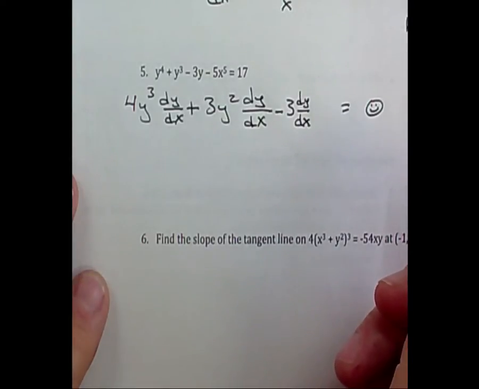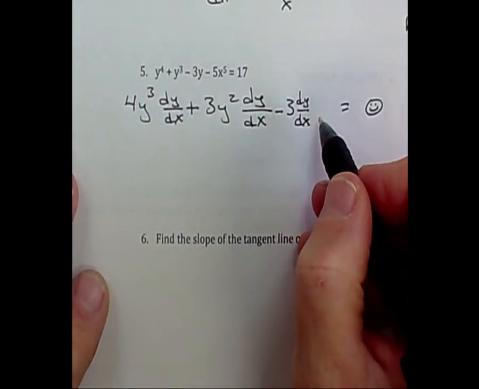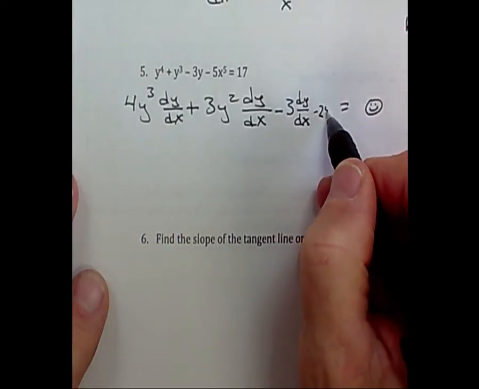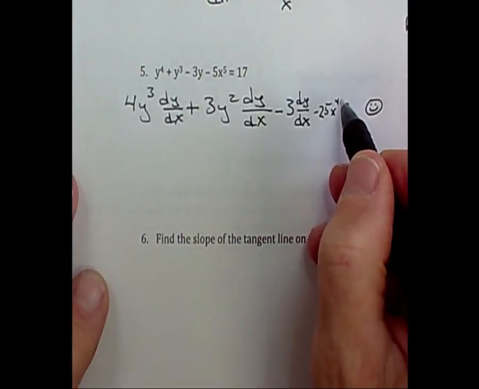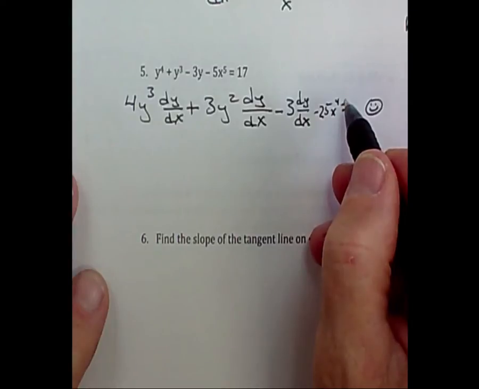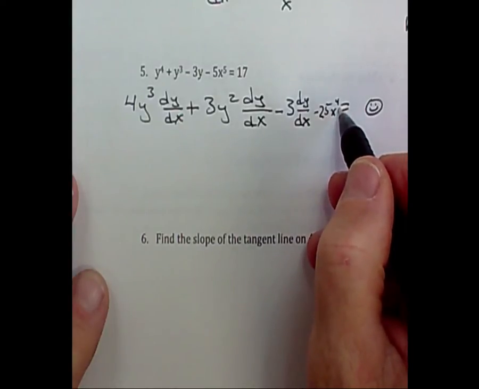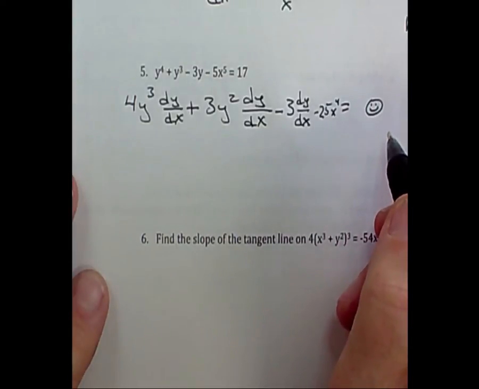Ryan, there's only 1 left. Negative 25 x to the 4th dx over dx. You want me to write dx over dx? But there would be, wouldn't it? Except I didn't give myself enough room. So I'm not going to put it in there. Okay?